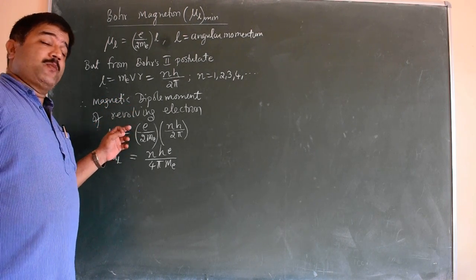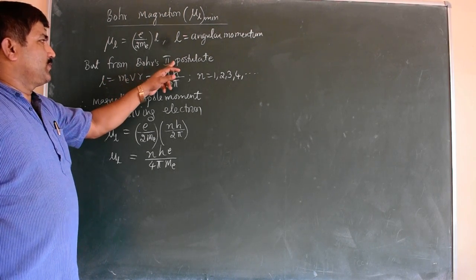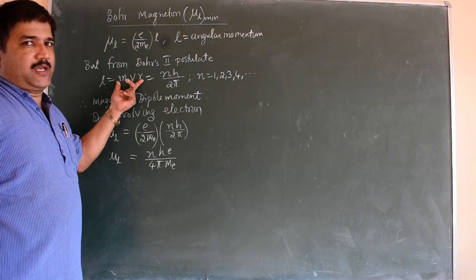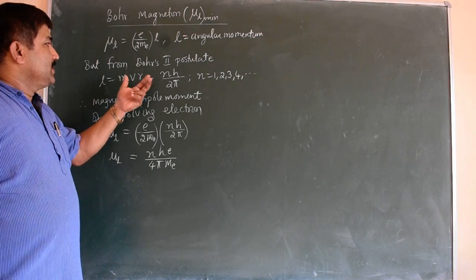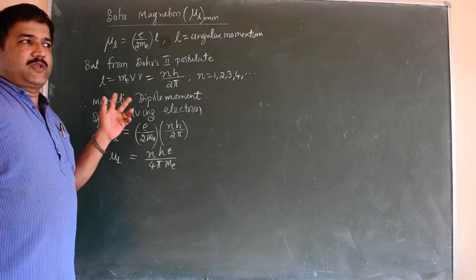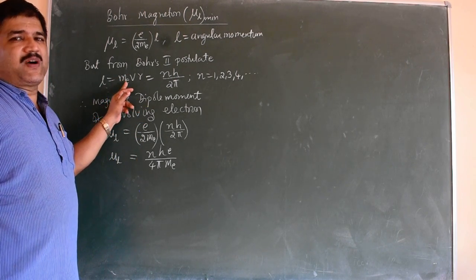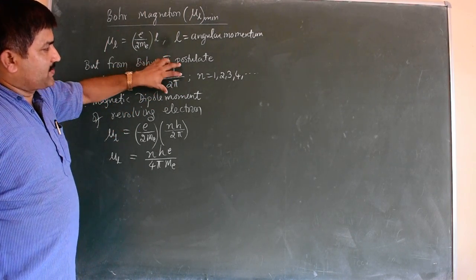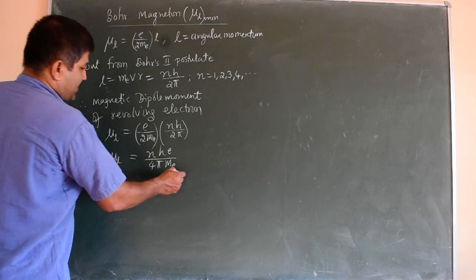Now the magnetic dipole moment of the electron can be rewritten using angular momentum L from Bohr's second postulate. Angular momentum is L vector equal to r vector cross p vector, which you studied in first year rotational motion. That is m e v r sin theta, as theta is 90 degrees, so sin 90 is 1. So it is m v r, where me is the mass of the electron. It is equal to nh by 2 pi according to Bohr's second postulate. Substituting this L value, nh by 2 pi, we get the magnetic dipole moment of the electron.